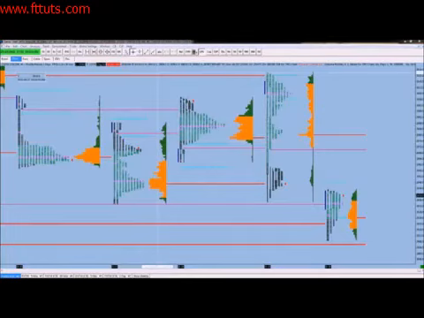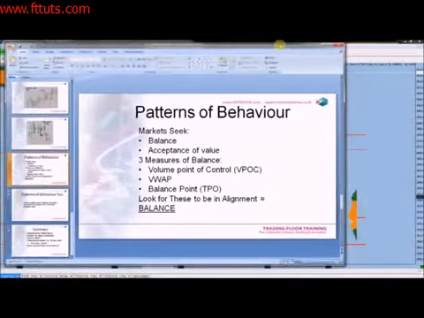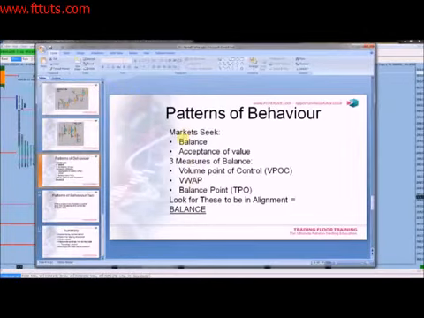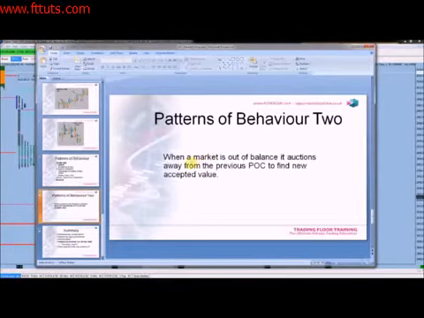Markets, let's find it because it says it so well. Day 4, patterns of behaviour. Markets seek balance. They seek to find an acceptance of balance. When a market is out of balance, it auctions away from its previous point of control to find new accepted value. Markets shift.